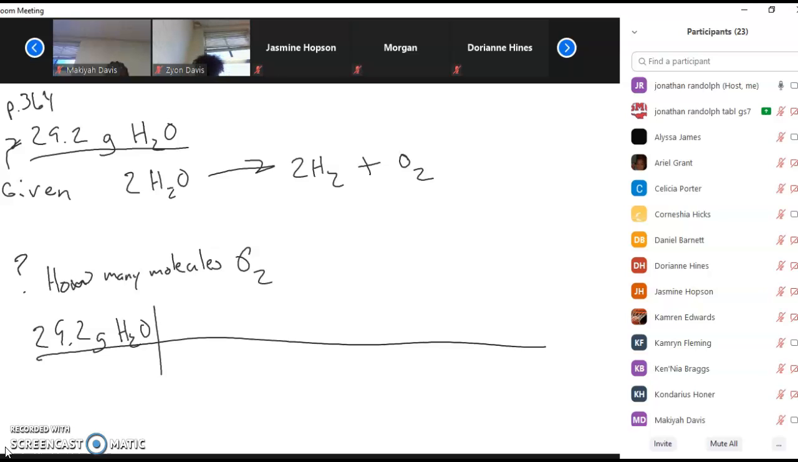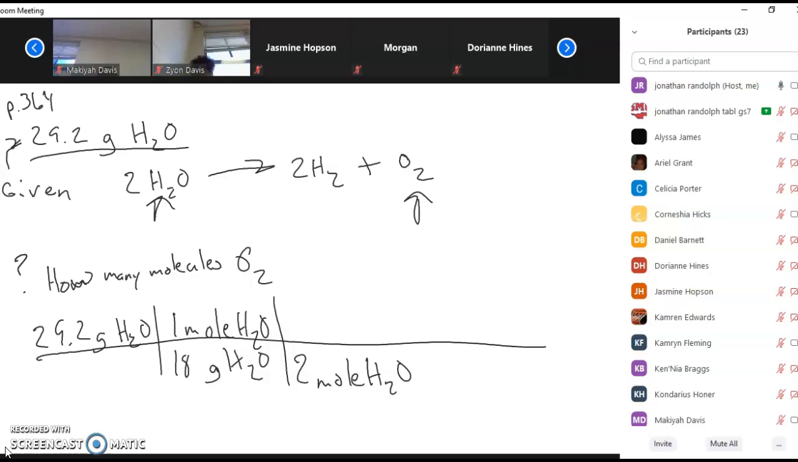So in order to do that, you've got to convert that 29.2 grams of H2O to moles. So you've got oxygen, which has a mass of 16, hydrogen, which has a mass of 2. That means that your atomic mass here is 18. That's equal to 1 mole H2O. And now we can just go from mole to mole because what we have to compare is this H2O to this O2. So for every 2 moles H2O, we produce 1 mole of O2.